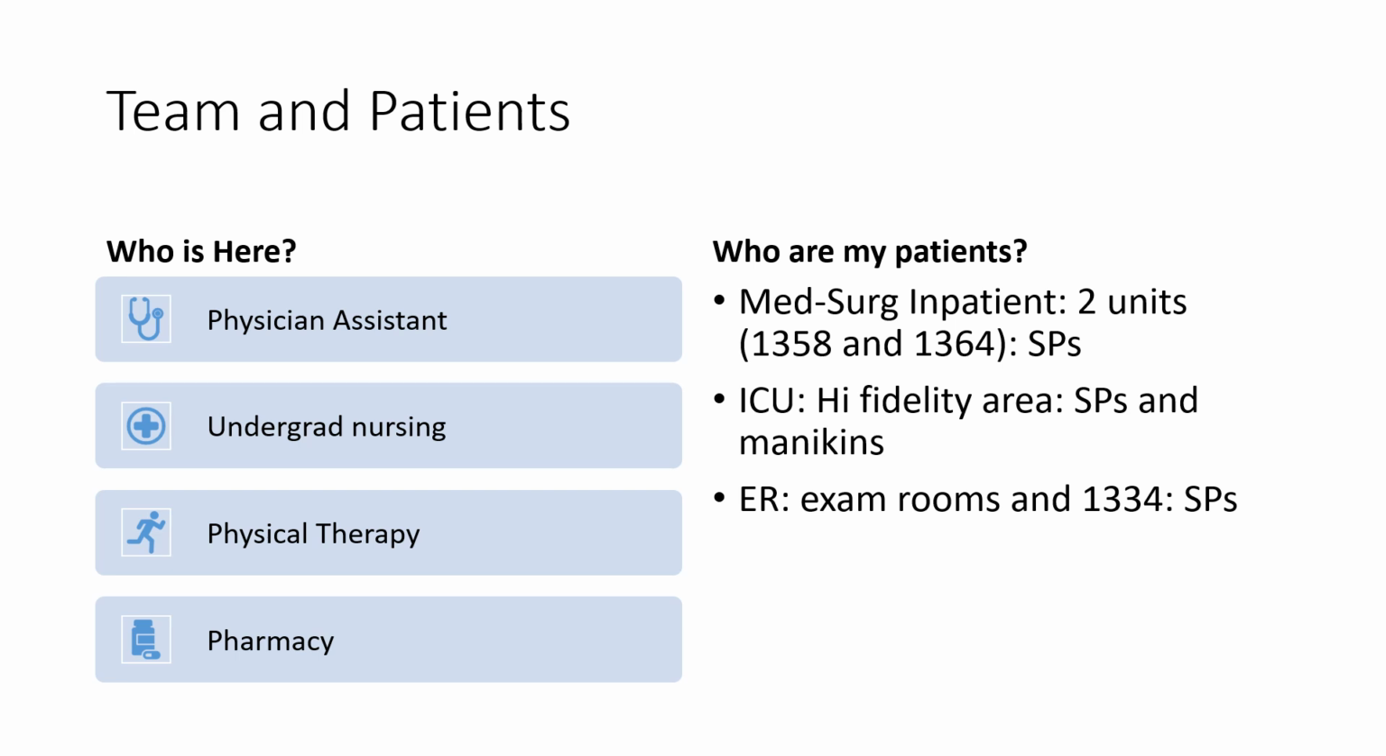During the simulation, you will be working with an interprofessional team. That team will consist of students from physician assistant, undergraduate nursing, physical therapy, and pharmacy. You will be assigned one of 4 units. We have 2 med-surg units, and those will be in 1358 and 64. Your patients on those units will be standardized patients. ICU will be in the high fidelity area. Your patients will be standardized patients and mannequins. And then the emergency room will take place in exam rooms 7 through 10 and 1334, and your patients will be standardized patients.